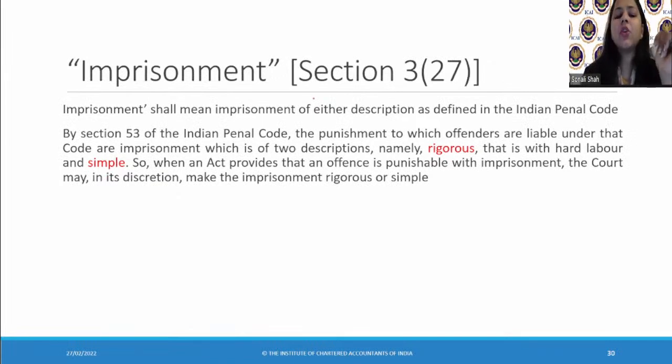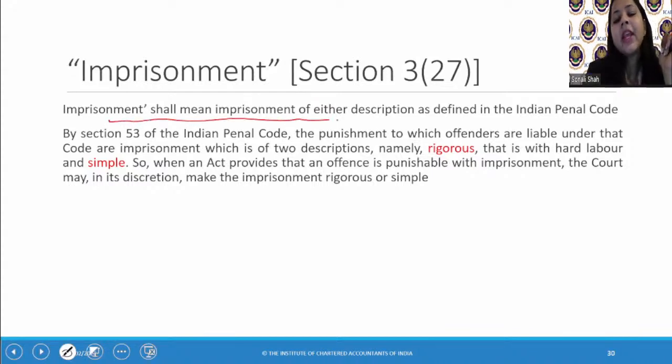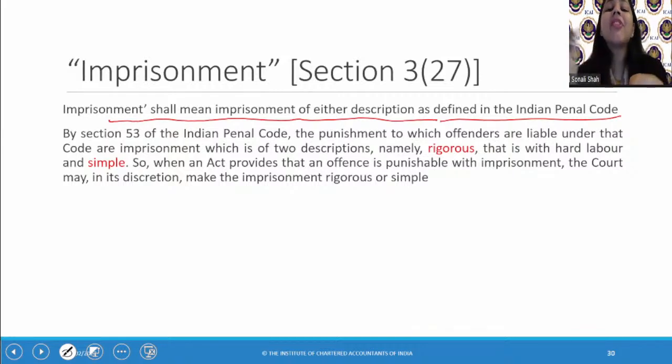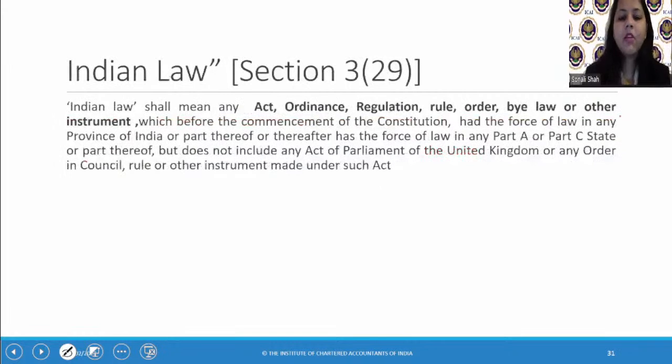Next is the definition of the word imprisonment. Section 3, subsection 20, subclause 27 says imprisonment shall mean imprisonment of either description as defined in the Indian Penal Code. So it is referring to the Indian Penal Code. The definition says imprisonment will mean those two types of description that have been provided for in IPC. What are those? Simple imprisonment and rigorous imprisonment. Rigorous imprisonment is with labor. Simple imprisonment is just imprisonment without any labor or work.